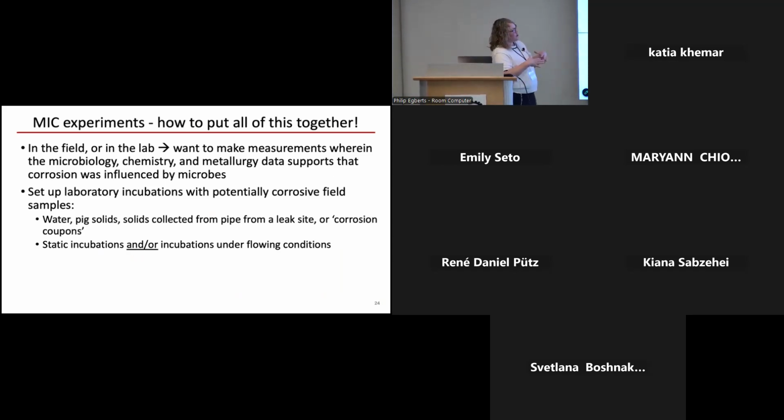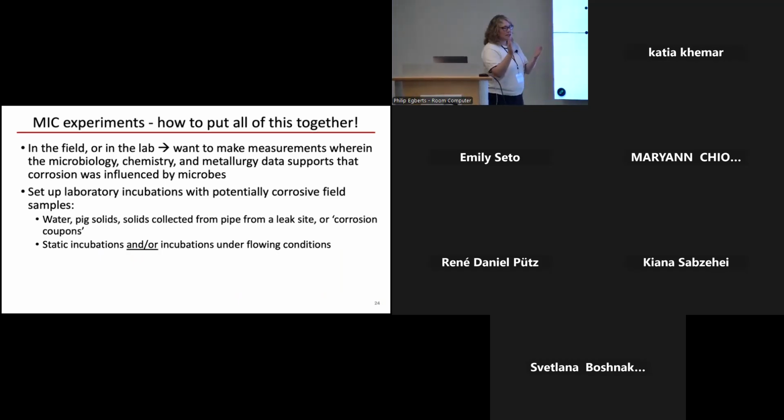In the microbiology world, we like to set up microbial corrosion experiments. So let's say we have a case where we've done these various chemistry, microbiological, metallurgical analyses, but we managed to get a little bit of material, and we want to do some experiments in the lab to see if we can identify what type of microbial corrosion happened. So we can set up laboratory incubations with potentially corrosive field samples. So that could be water, pig solids, solids collected from a leak site, or those corrosion coupons.